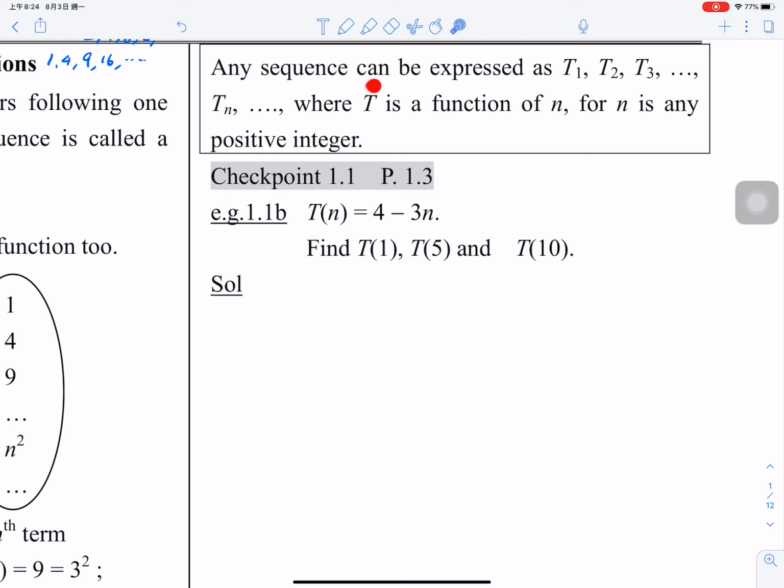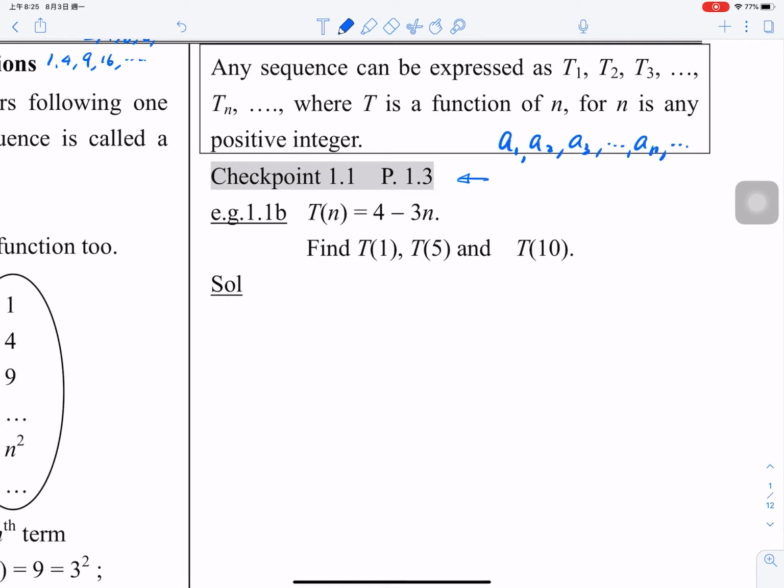Here, any sequence can be expressed as term 1, term 2, term 3. We write as T1, T2, T3, and Tn, and then dot, dot, dot, etc., where T is a function of n, for n is any positive integer. Sometimes we may write as A1, A2, A3, dot, dot, dot, An, dot, dot, dot. Sometimes we'll denote as this also.